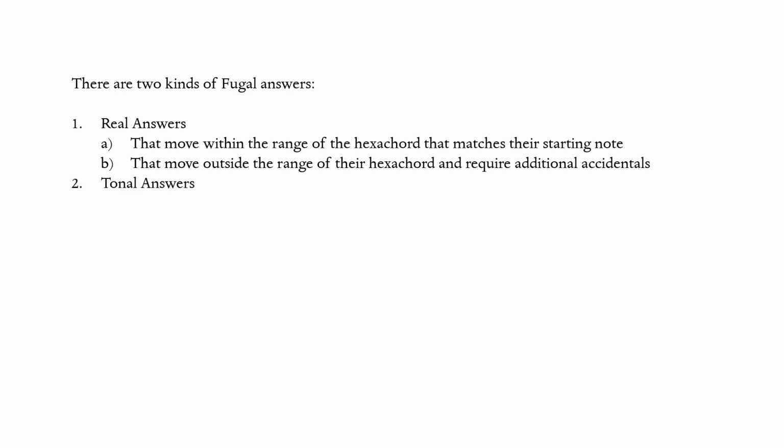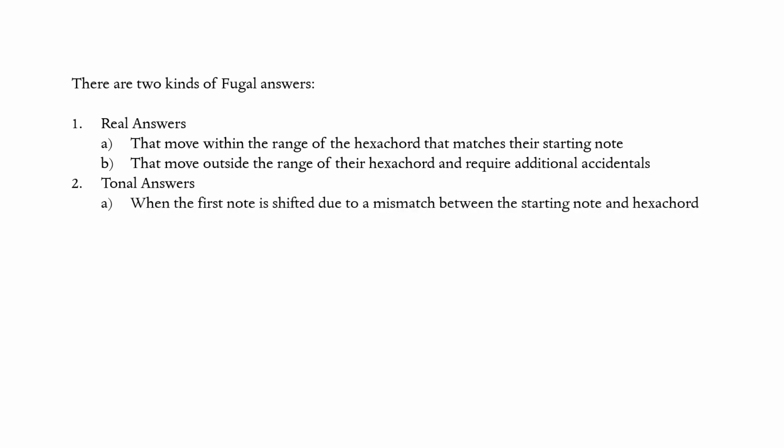Tonal answers are those that do not form an exact transposition of the fugue subject, for one of at least 3 reasons. The first reason is when the first note is shifted due to a mismatch between the starting note and the hexachord through which the answer moves. We saw a couple of tonal answers by Albrechtsberger that behave this way.